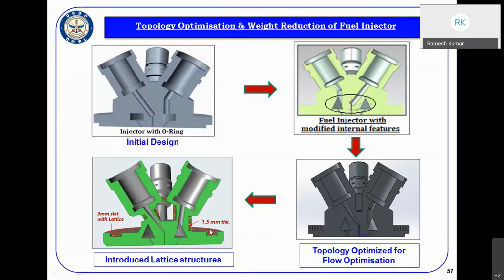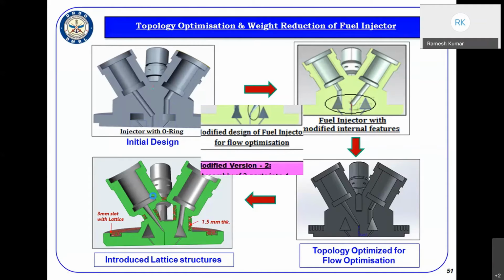And again, in the next level, we have also introduced some amount of lattice structures, so that the low stress regions have been replaced with lattice, and the weight is reduced by this. So this is from the initial model, first level, and with the lattice and flow optimization, this model has been frozen. And I'll summarize the advantages we have gained from this 3D design.